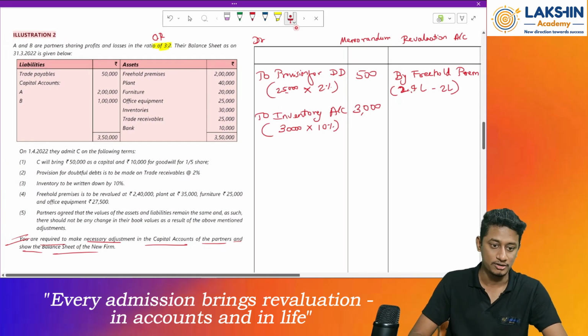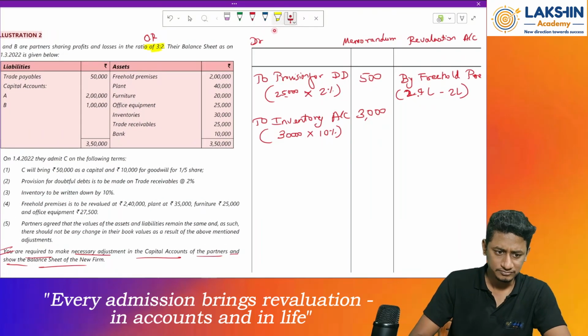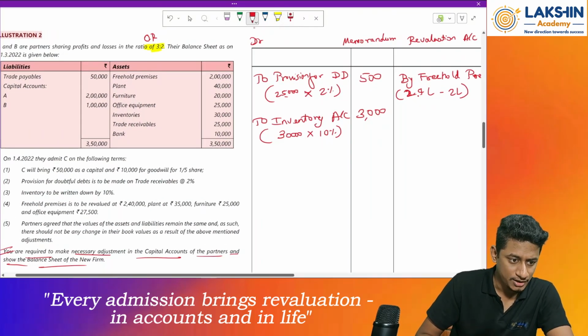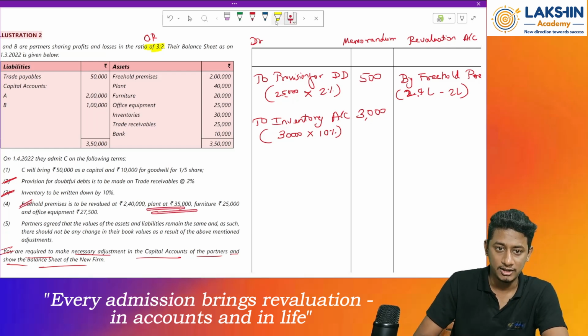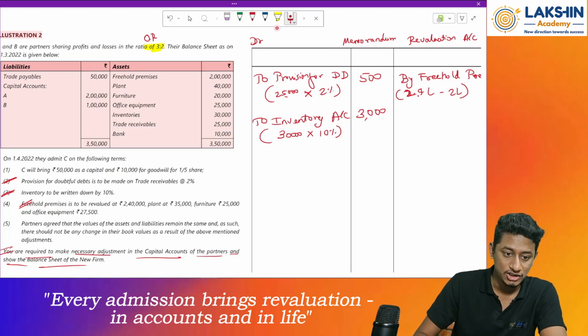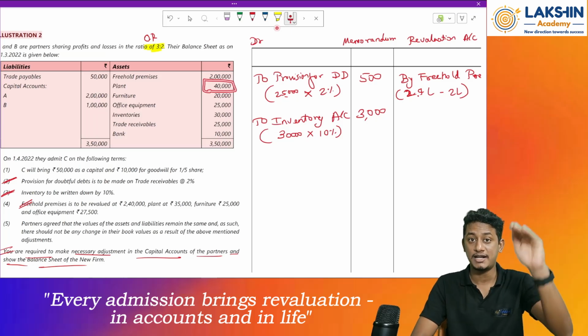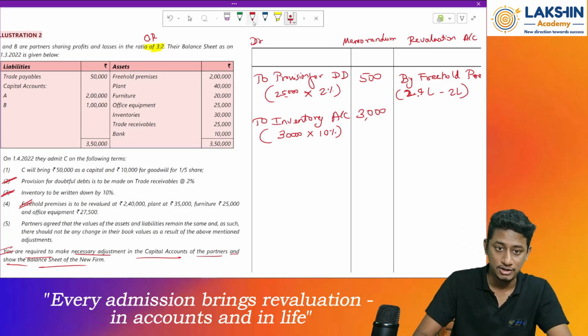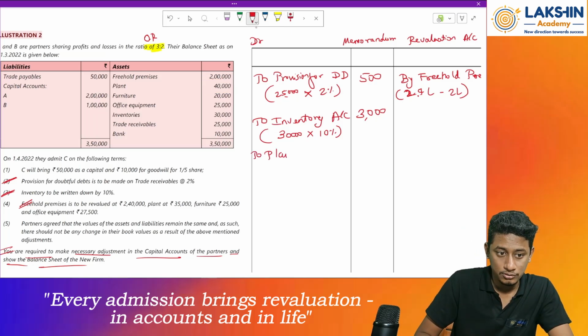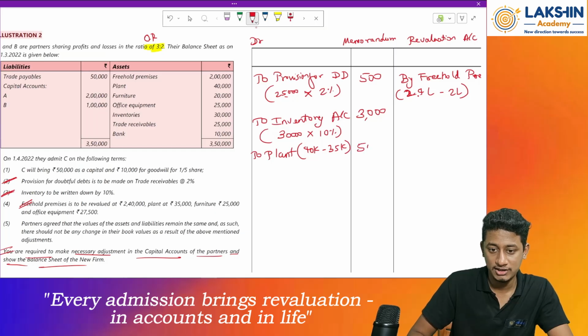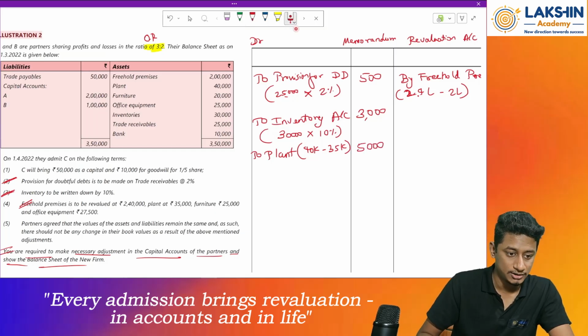Fine. Then going on. So I will just mark. Okay, what is done? This is done. In this, freehold premises are done. Then next, plant at rupees 35,000. So the new value of plant is rupees 35,000. What was the old value? It was rupees 40,000. So that means the value has been reduced from 40 to 35. The value has reduced. So to plant, how much? 40k minus 35k. How much is it? Rupees 5,000. Next. So plant is also done.